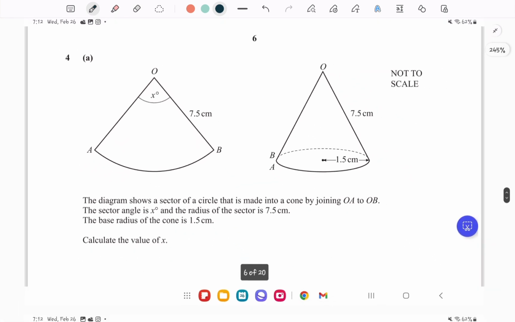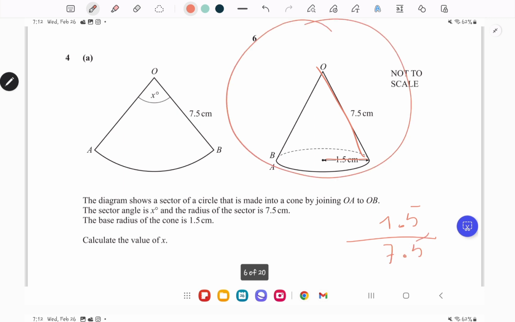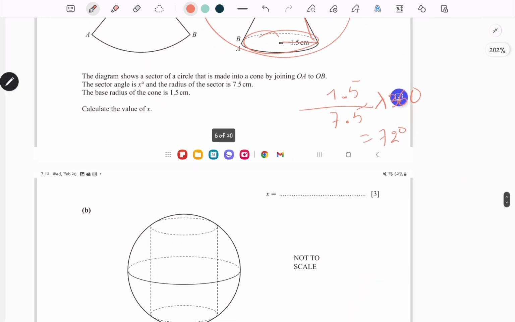They want us to find the angle x. Very simply, to find the angle x, you take the radius of the bottom circle over the radius of the slant height, or the bigger circle. So take it as a big circle. The radius of the bottom circle over the radius of the bigger circle, times 360 degrees. So 1.5 over 7.5 times 360, you're going to get 72 degrees. So this is the angle.